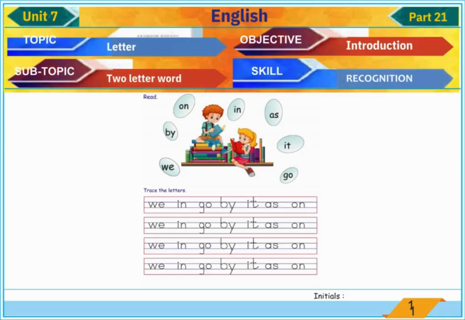Read. We. By. On. In. As. It. Go. Trace and write.